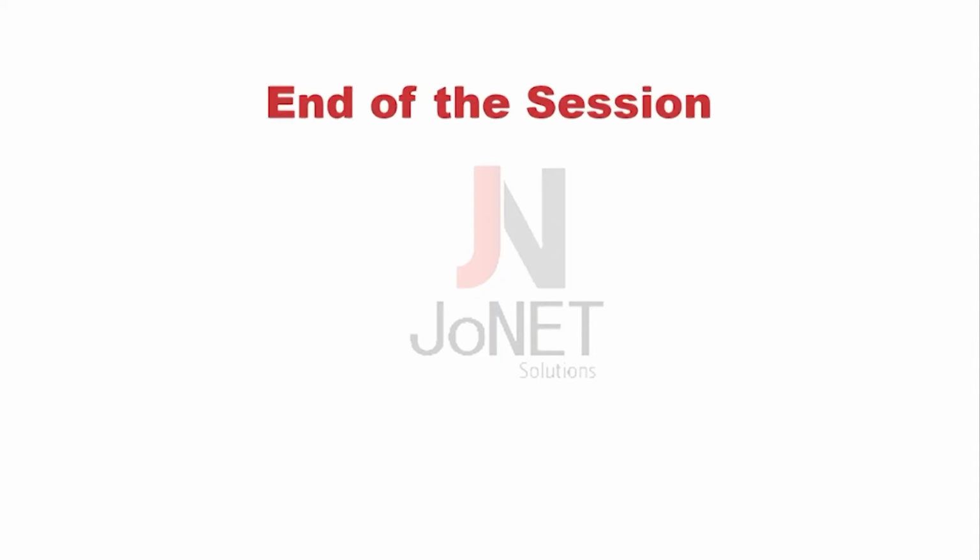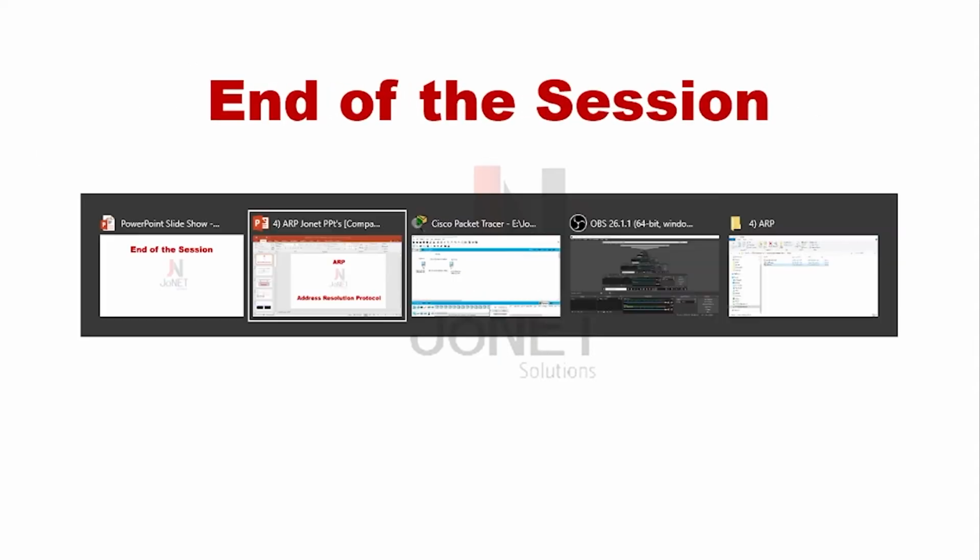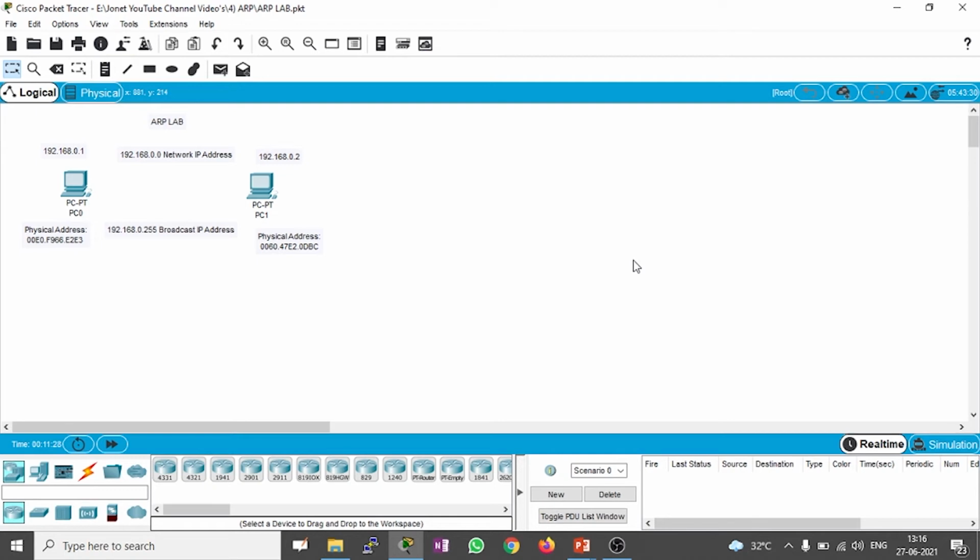So this is the end of the theory session. Now we are going to see the lab session. I have taken two PCs and I am going to assign the IP address 192.168.0.1 and one more system 192.168.0.2. You know that in the 192.168.0 network, 0 will be the network address and 192.168.0.255 the broadcast IP address.